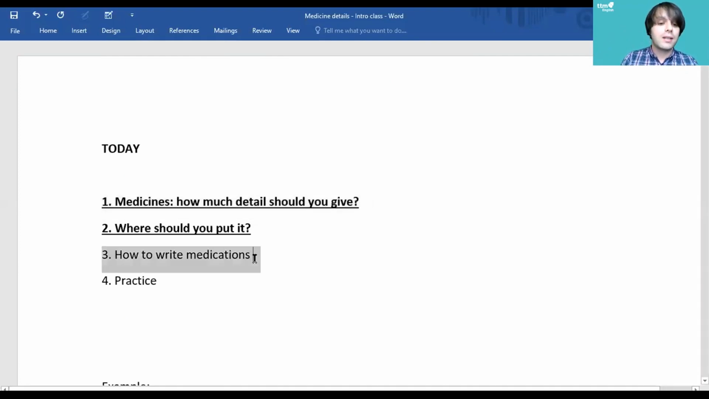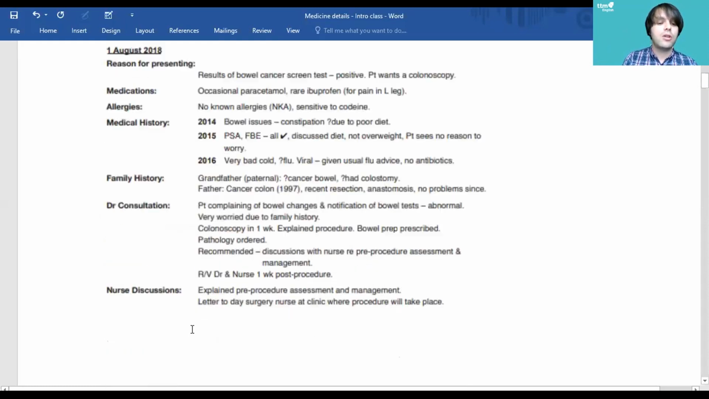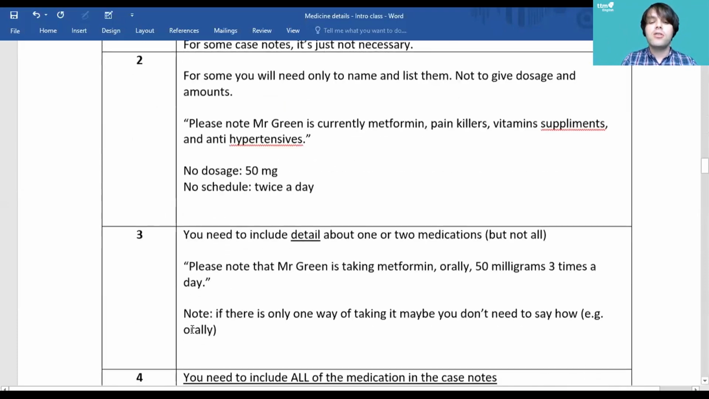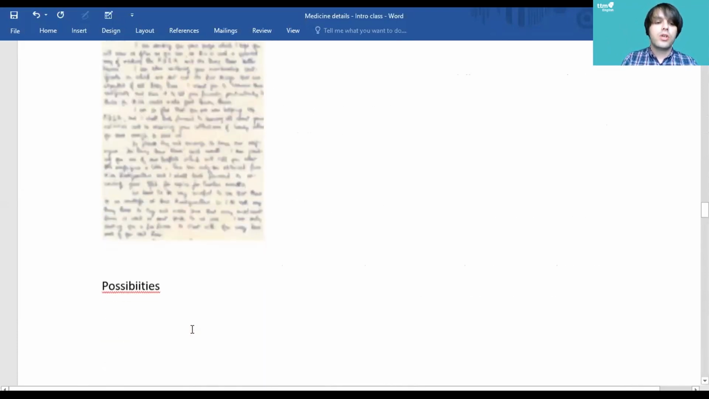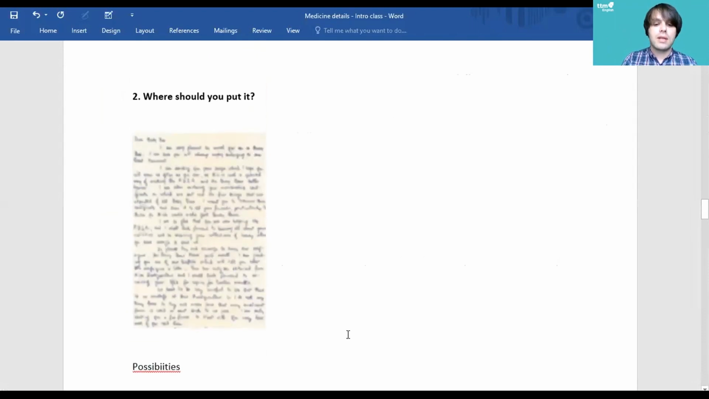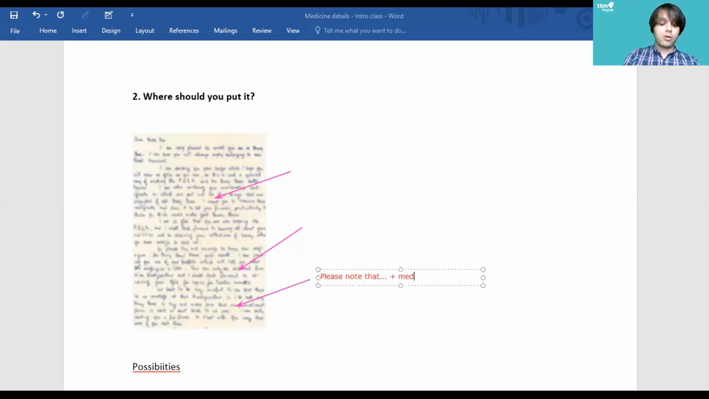Now, where should you write the medications? Because this is quite an interesting question. Should we put them in the introduction? No, we obviously shouldn't. Some people like to put it in the background, or at the end of the story paragraph. I would say it's possible to put it in a few different places. I saw someone put it in the requests paragraph once, and it made sense. They just said, please note that, plus the medication. I think that's okay. I don't have a problem with that.